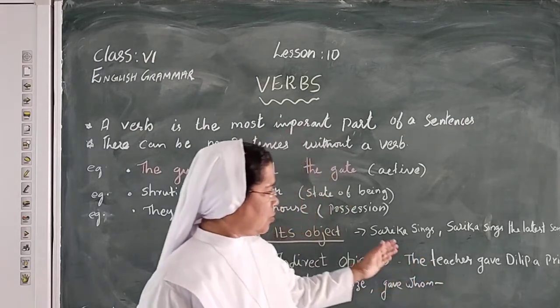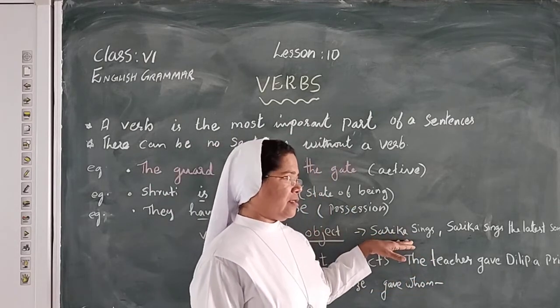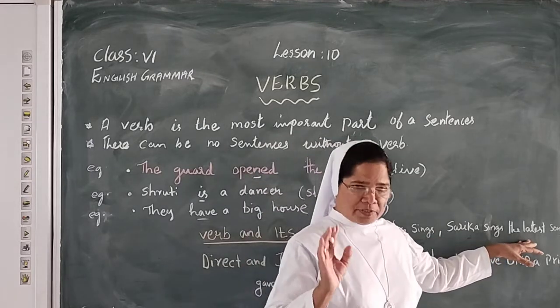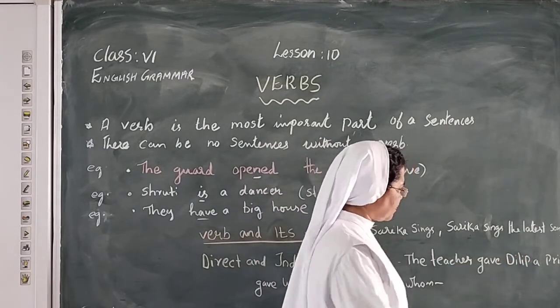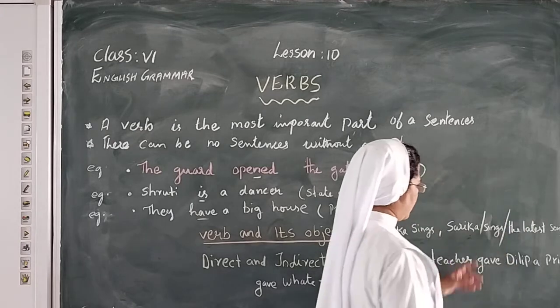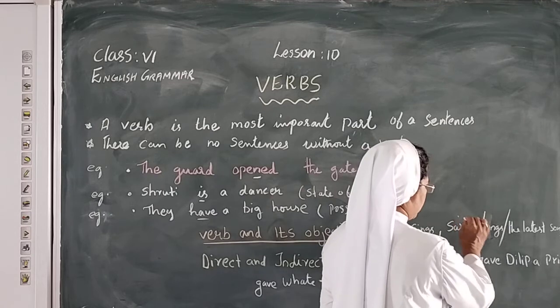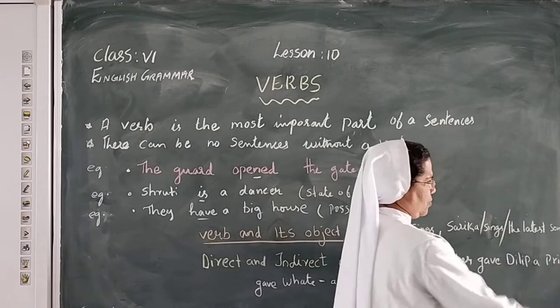Sariya sings. Simply saying, there is no object. But in Sariya sings the latest song, there is an object. So we have the subject, verb, and the object.